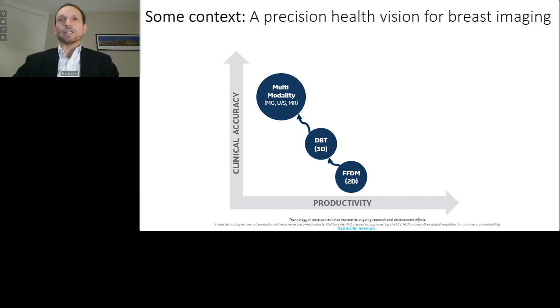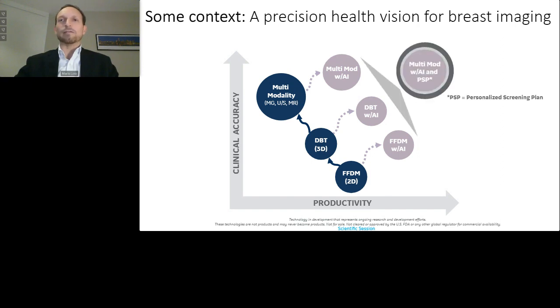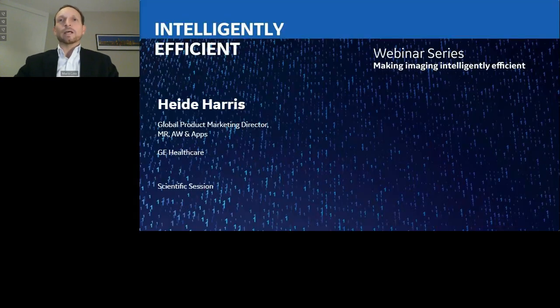So what we envision is that with AI, we will be significantly moving each of these bubbles to the upper part and towards the right side, meaning a substantial improvement in clinical accuracy, but also a substantial improvement in productivity. So that ultimately we expect to have an environment where we can offer solutions for multimodality breast imaging with AI and with a truly personalized screening plan. So with that, I'd like to hand it over to my colleague Heidi again for a couple of slides on MRI.